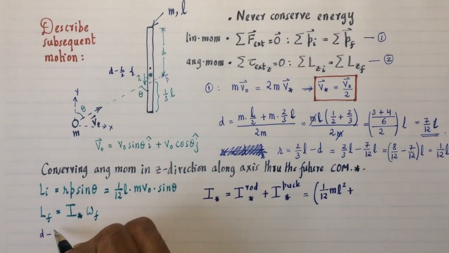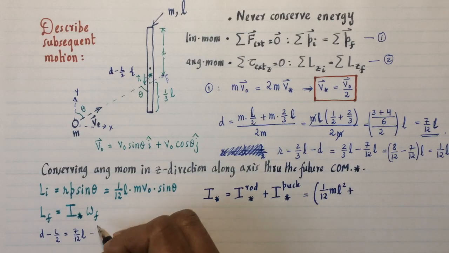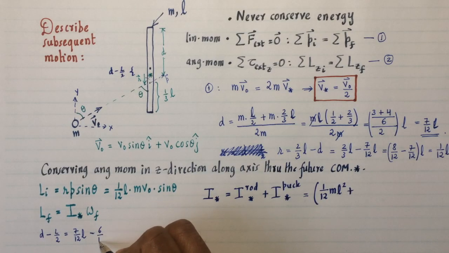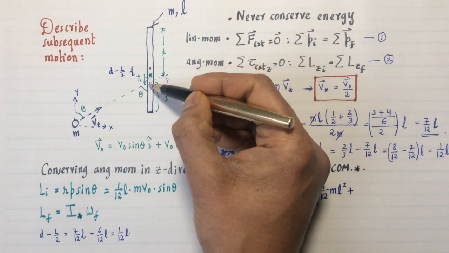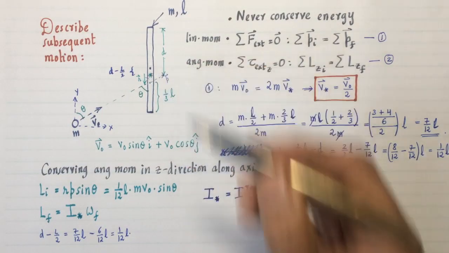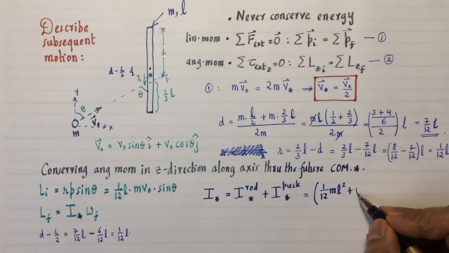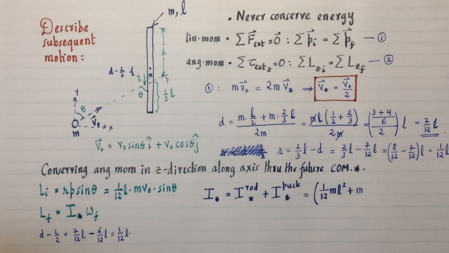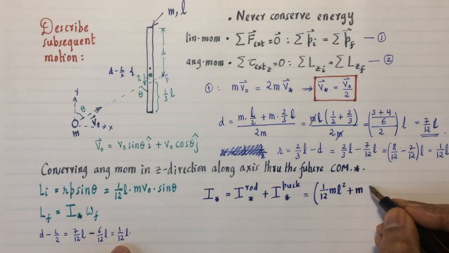d minus L over 2 is 7/12 L, because that's what I have for d, minus L over 2, which I can write as 6/12 L. And it's 1/12 L. Amazing. It's the same distance from here to here as from here to here. Well, it could be a coincidence. So I'm going to use that as my parallel axis shift distance. So it's going to be m times (1/12 L) squared.